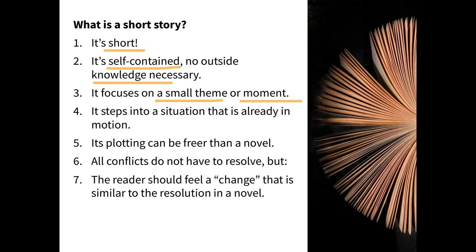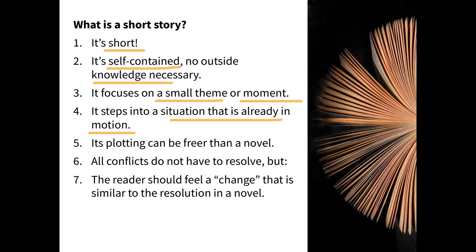So the short story steps into a situation that is already in motion. I think this is a really interesting aspect of a short story. It doesn't start at the beginning. Novels, well, I'm going to bring up Harry Potter again because so many people have read Harry Potter. It's a really good example. Harry Potter starts when Harry's a baby, right? It just starts way at the beginning.